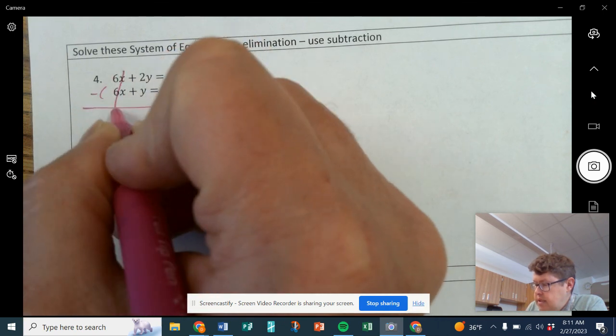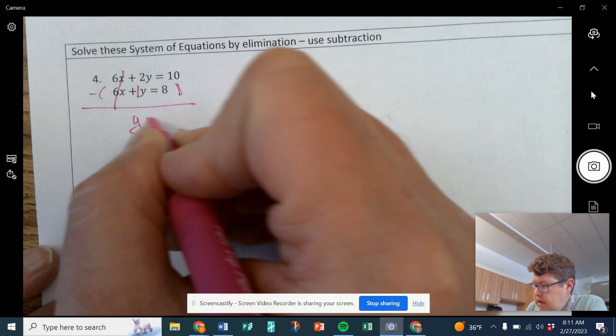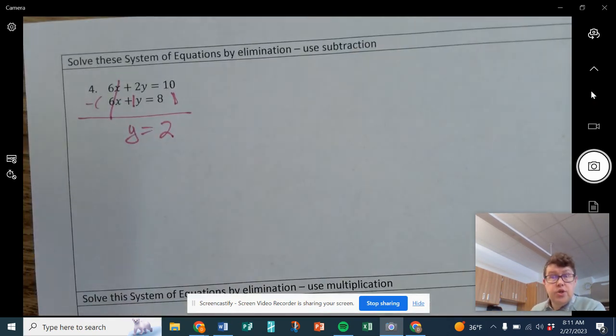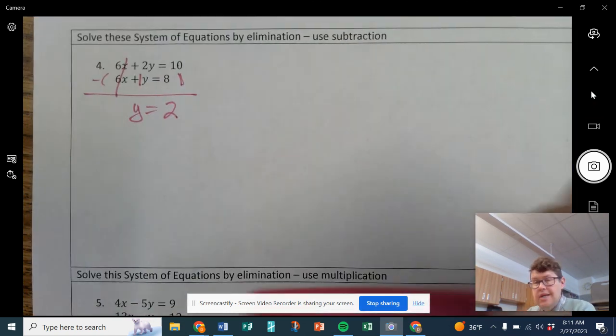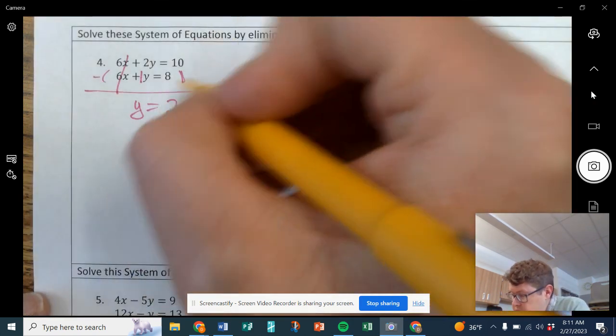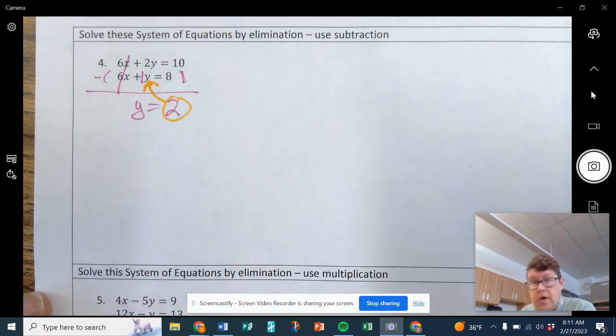6x minus 6x is 0. 2y minus 1y is y. And then 10 minus 8 is 2. So actually this one made it super, super easy because I don't even have to divide by anything, right? I know my y value is 2. Now the trick when you get the y value instead of the x is that you got to substitute into the y value instead of the x. So again, choose which one is easier. I'm probably just going to do the second one because it's a 1y.